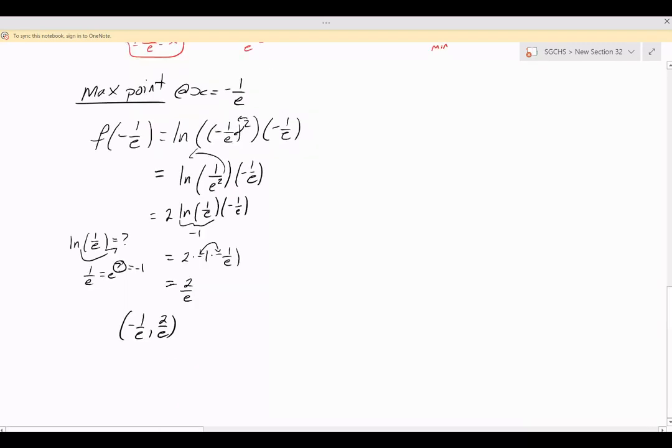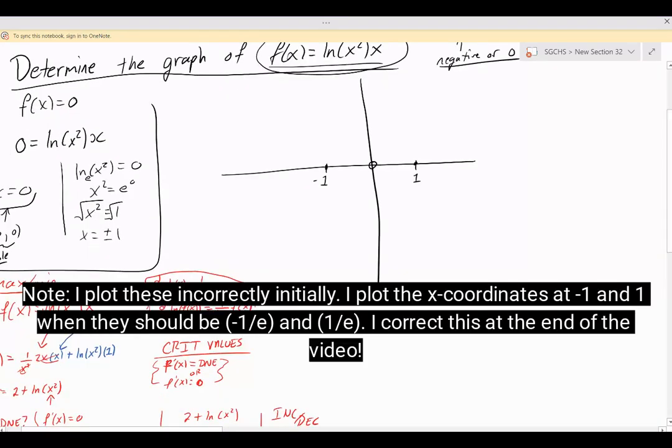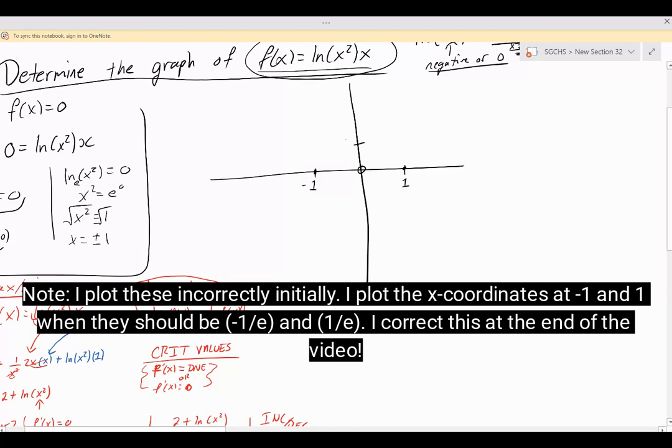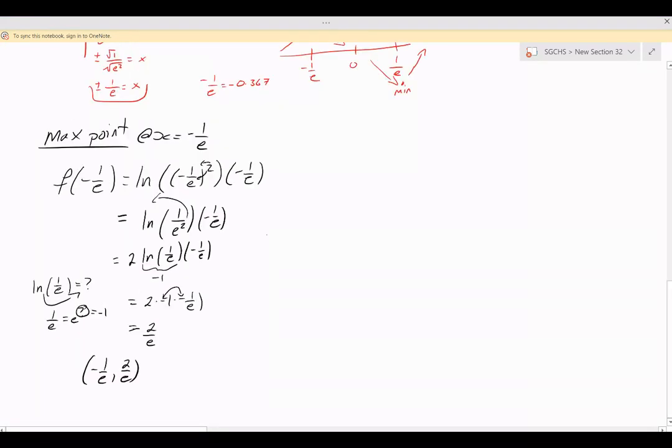So we can go plot that roughly. If we plot that, we will have 2 over e up here, and it's going to be plotted somewhere around here. Now how about our min point?